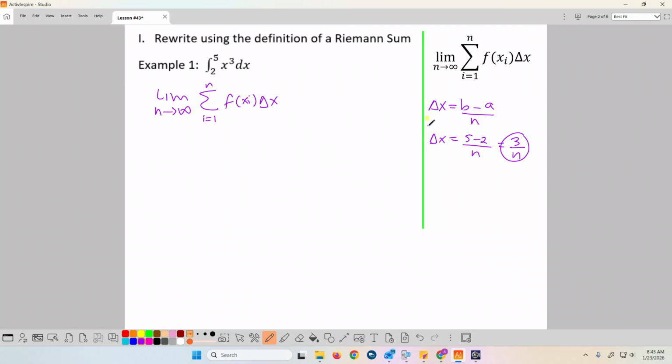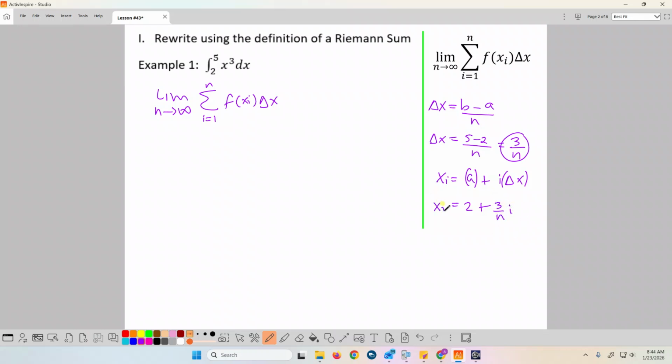Now we want to find the height of the rectangle. We've got our base, and we're looking for the height. How do we find the height? That's this other formula, x sub i, which is just a plus i times delta x. Remember, delta x we just found to be 3 over n. And a was given to us in our definite integral, the integral from a to b. So we know a is 2, and delta x is 3 over n. That means we're going to get 3 over n times i.